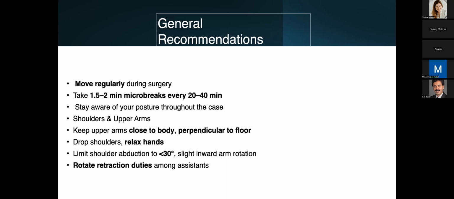Be aware of your shoulders and upper arms when you're operating. Give yourself brief pauses every so often to recheck everything, make sure you're in the right position and comfortable. I usually do that frequently, where for a second, I focus on my body orientation. You want to keep your upper arms close to your body as much as possible, perpendicular to the floor. Drop your shoulders and relax your hands. Limit shoulder abduction to less than 30 degrees and have a slight inward arm rotation.